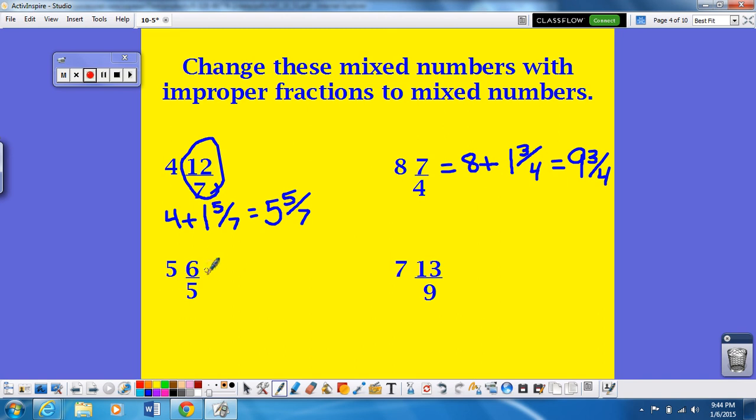Okay, 5 and 6/5. Let's see what that would be. We're going to bring down our 5, and to it we're going to add whatever 6/5 equals.